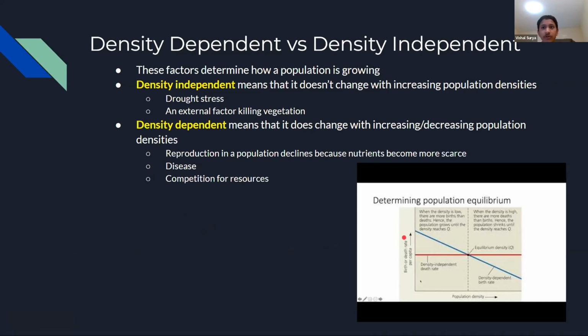So this basically just shows, you don't have to worry about this, but to show that density independent death rate is always going to be the same, whereas density dependent death rate is going to increase or decrease.